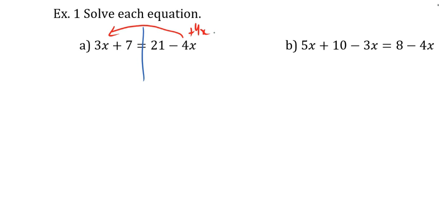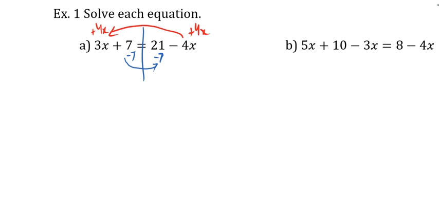Add 4x and add 4x. Very good. So it's still balanced because I've added the same thing to both sides. And I'm going to move all the x's to the left. Good. What do I need to move to the right? The number. How do I get rid of the 7? By subtracting 7. But I have to do the same thing from both sides.